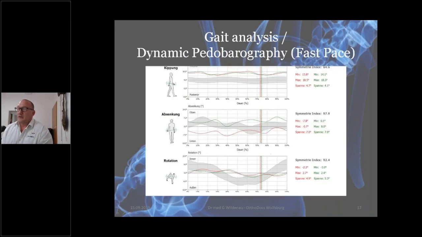But the main analytic tool for us is, once a patient has been cleared by the static and dynamic static tools, we use the G-Walk with gait analysis to get a good picture of the functional status of the entire spine and pelvis. That's it from my side.